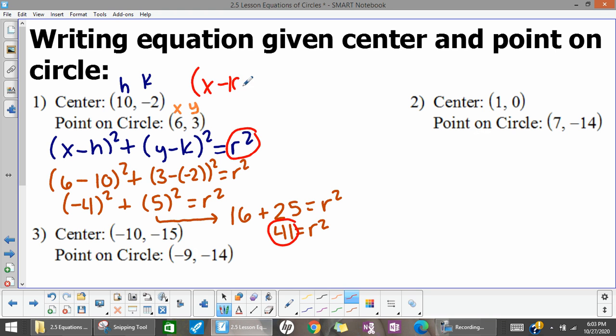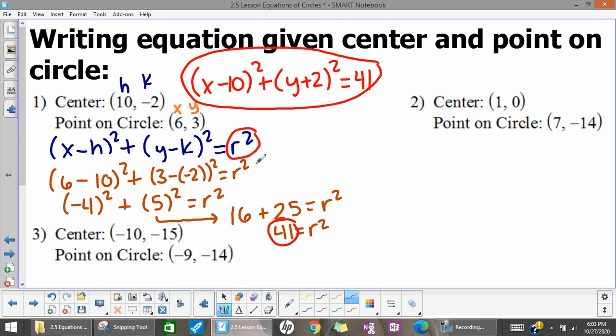X minus 10. Since k is a negative, I know I'm going to have a plus, so that's going to be y plus 2. And then we said r squared is 41. And there we have our equation of a circle. So we did do some solving here, and that's a little dangerous because I said there's no solving when you're writing equations of a circle. But we did the solving in order to figure out what r squared should be. And so then we could plug it back into the equation of a circle.